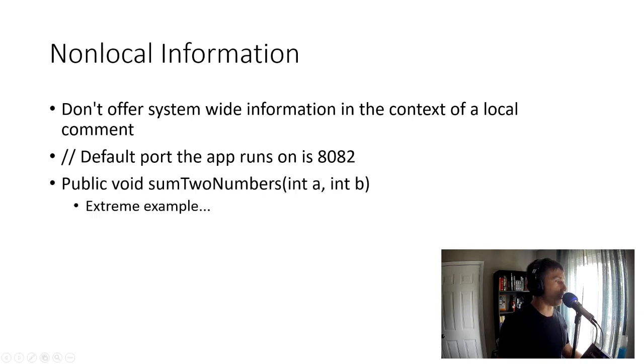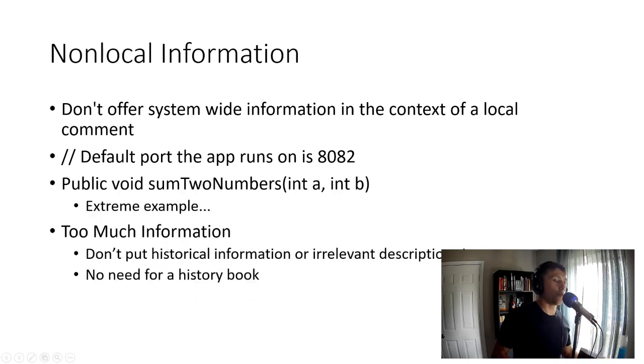Non-local information. If you have a local scope, like you have comments in a particular class, let's say you have a car class, and you have comments in that car class that talk about system-wide information that is not even pertaining to the car, but to the app as a whole. Uncle Bob says you shouldn't have that. If you're going to write a comment, write the best comment you can. Don't include system-wide information in the context of a local file. So in your car class, you have a comment that says, oh, the default port the app runs on is 8082.